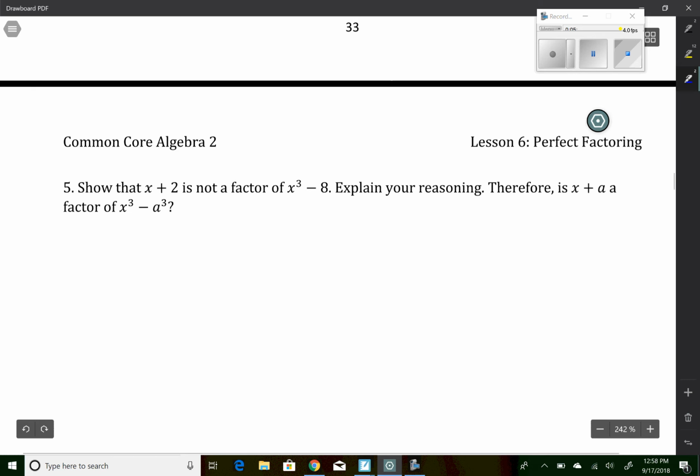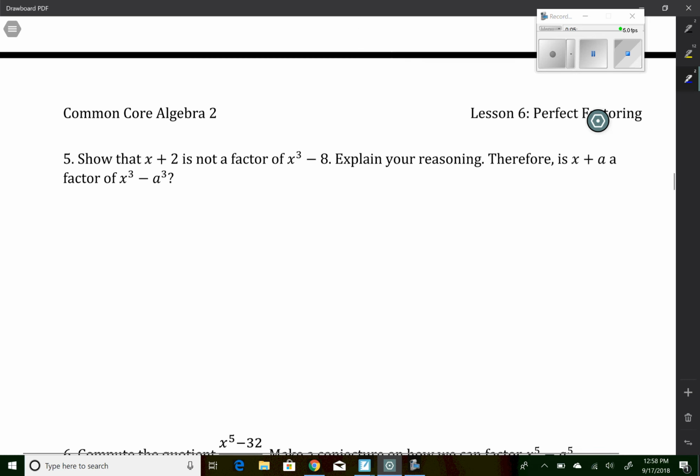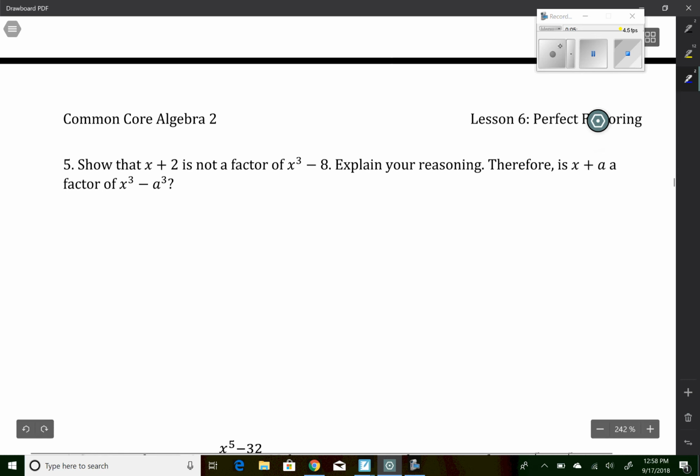Show that x plus 2 is not a factor of x to the third minus 8. Explain your reasoning. If we find, using synthetic division, that this comes out to have a remainder, that would tell me that this is not a factor.